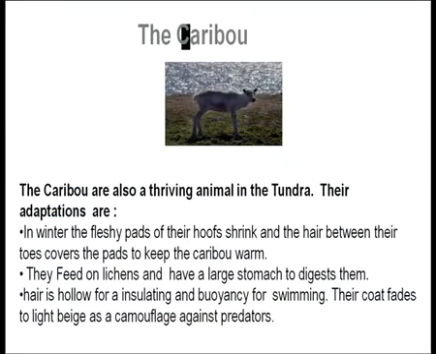The caribou is another interesting animal of the tundra biome. Their adaptations are: in winter, the fleshy pads of their hooves shrink and the hair between their toes covers the pads to keep the caribou warm. They feed on lichens and have a large stomach to digest lichens. Hair is hollow for insulating and giving buoyancy for swimming. Their coat fades to a light color to camouflage against predators.